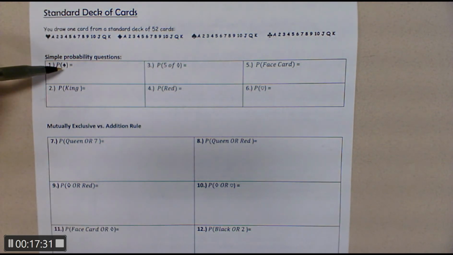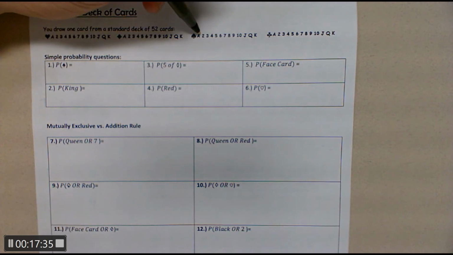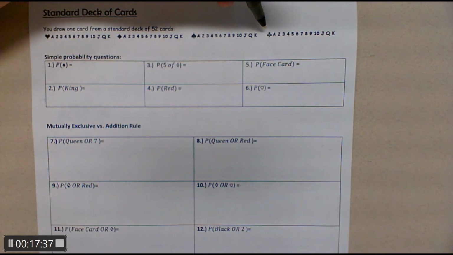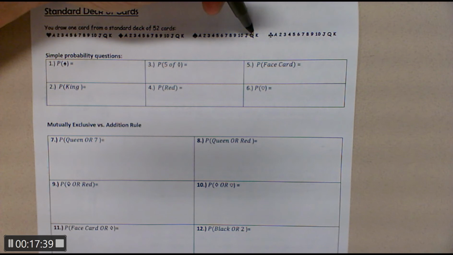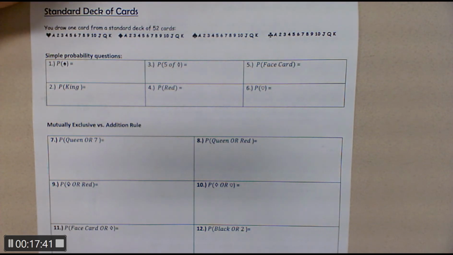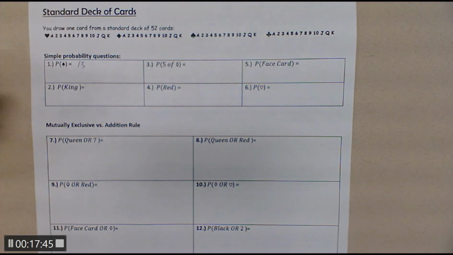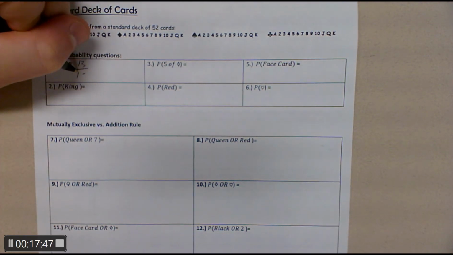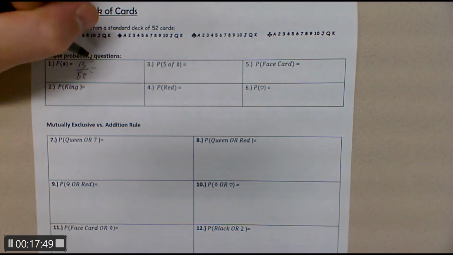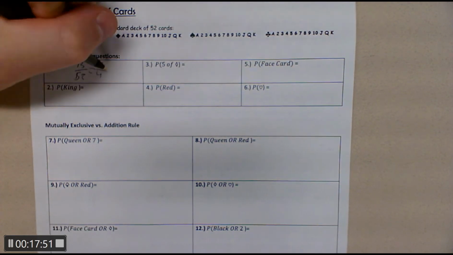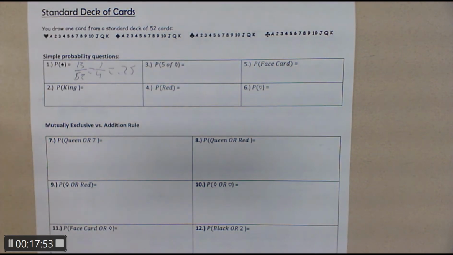So, probability of a spade. Okay, once again, there's 13 of each thing. You can count them: ace, 2, 3, 4, 5, 6, 7, 8, 9, 10, jack, queen, king, excuse me. Anyways, 13 total spades divided by the 52 total cards gives us 1 in 4, which gives us 0.25.